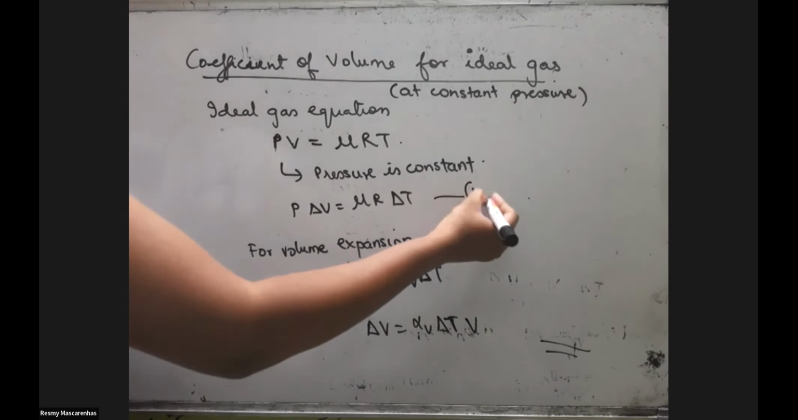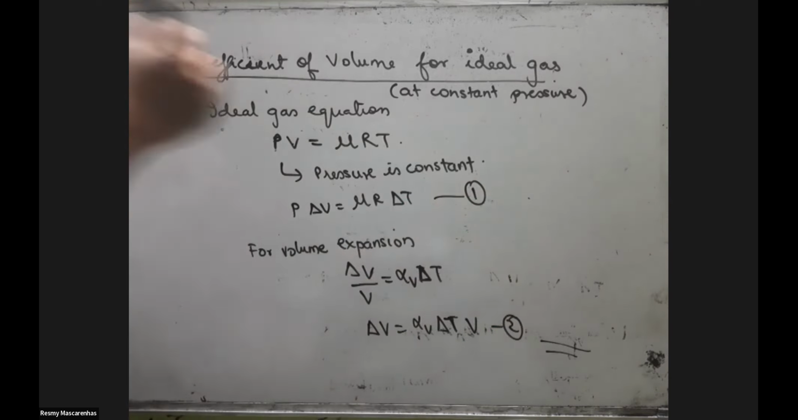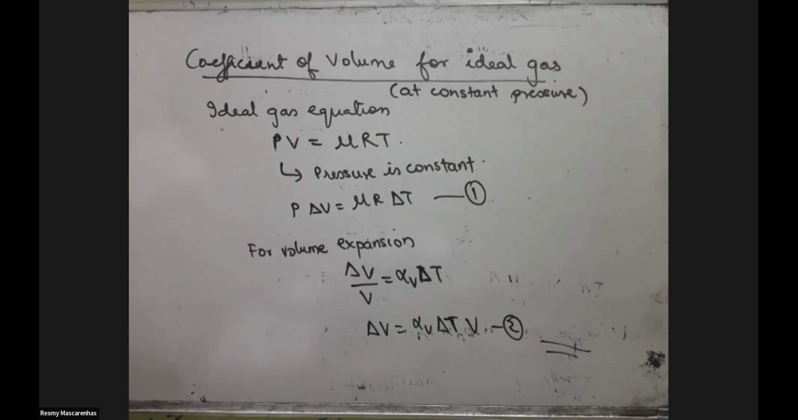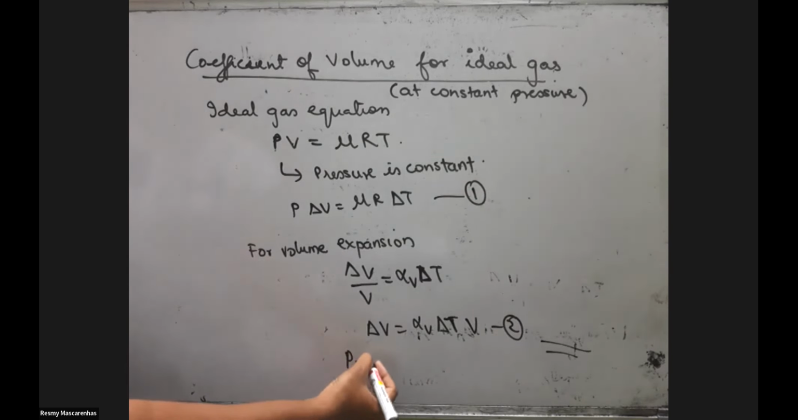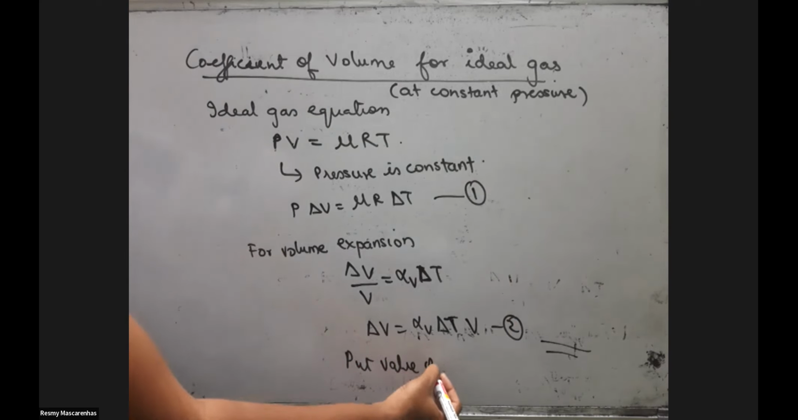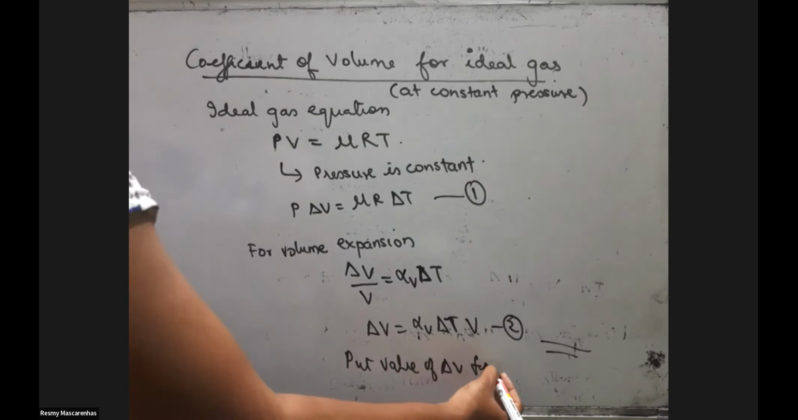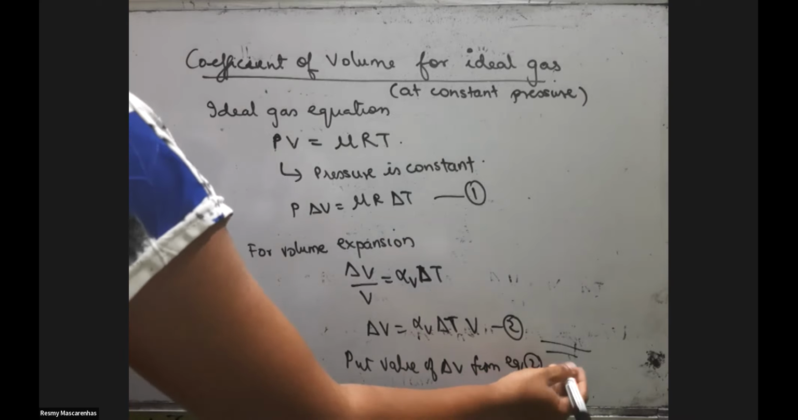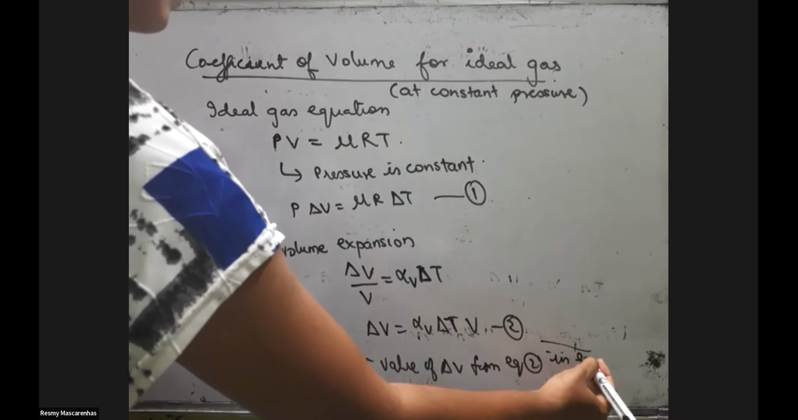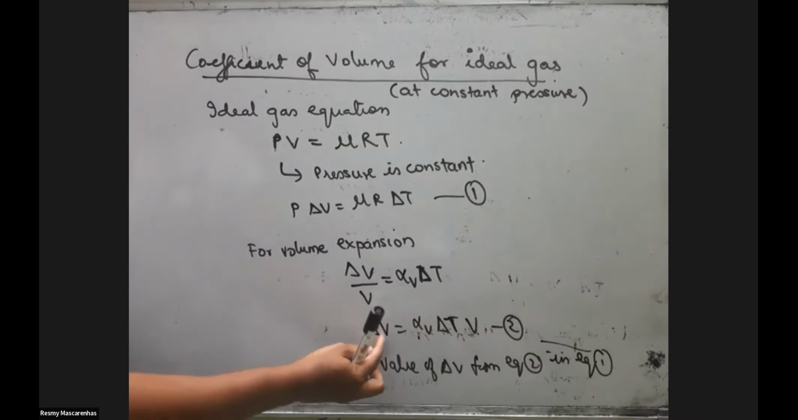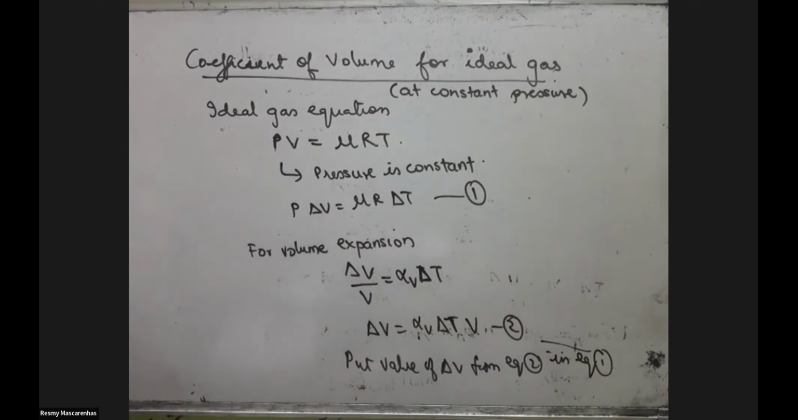So we'll put this as 1 and this as 2. Put the value of delta V from equation 2 in equation 1. Delta V will go here.